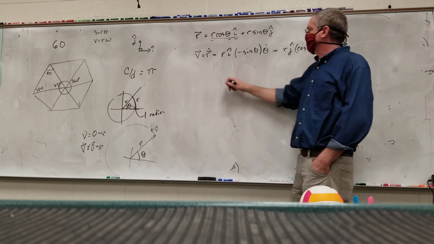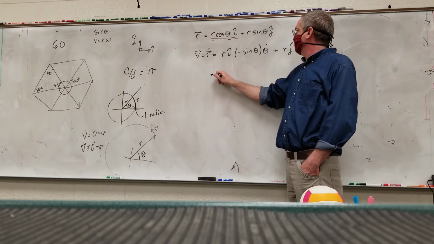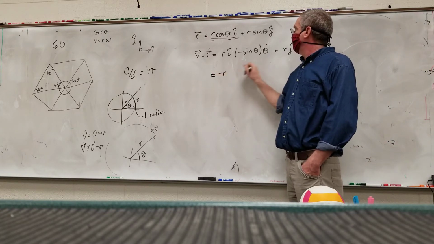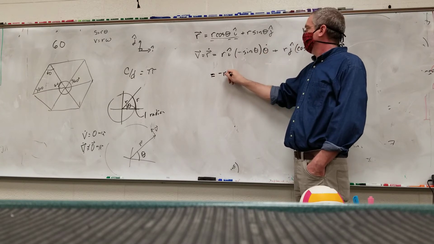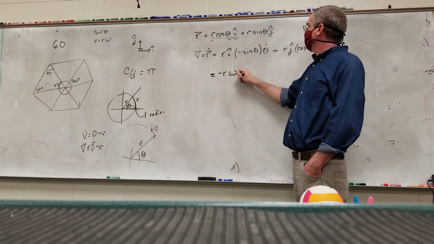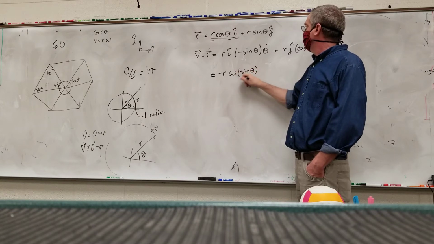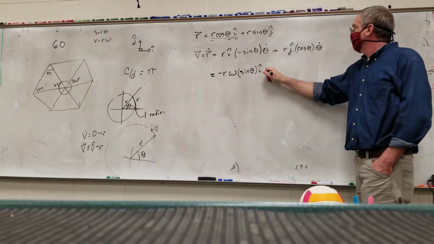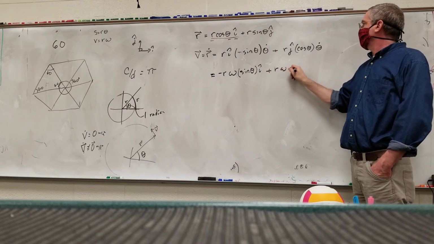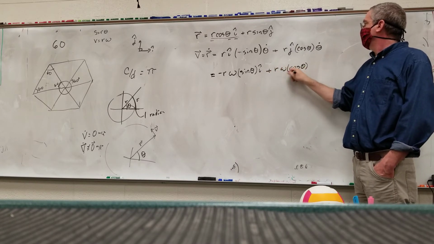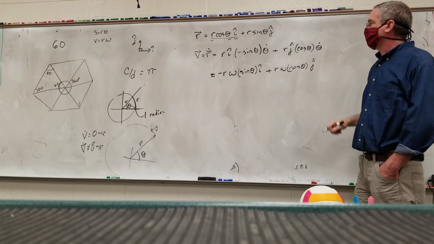Let's write this out in a slightly more standard form. Theta dot is just omega. Negative r omega sine theta i hat plus r omega cosine theta j hat.